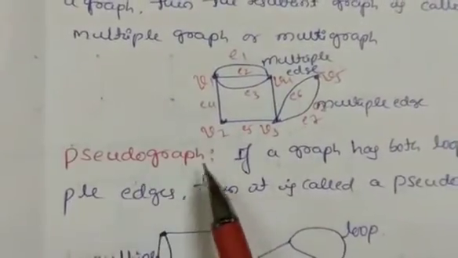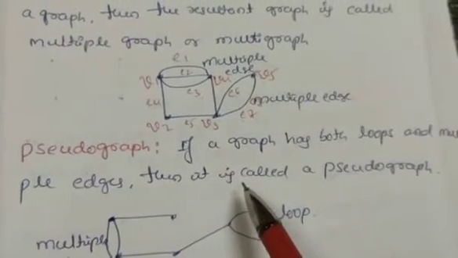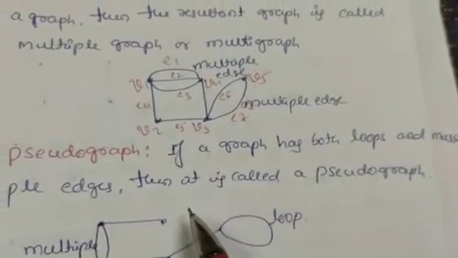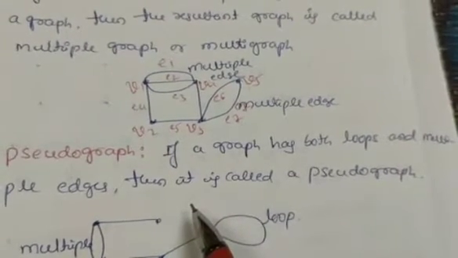So such graphs are called multi-graph or multiple graph. Next one is a pseudograph. Pseudograph means a graph which has both loops and multiple edges. It should have both loops and multiple edges. Then we can call such graphs a pseudograph.